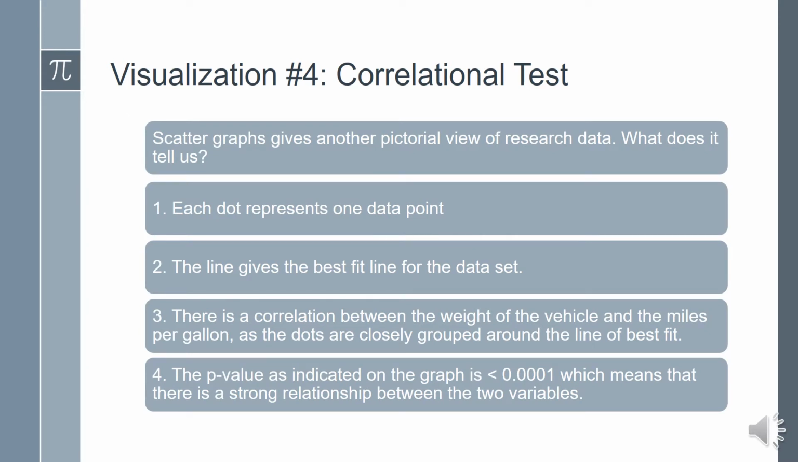Scatter graphs give another pictorial view of research data. What does it tell us, and in particular in relation to that graph? Each dot represents one data point. The line gives the best fit line for the data set. Also, there is a correlation between the weight of the vehicle and the miles per gallon, as the dots are closely grouped around the line of best fit. And lastly, the p-value as indicated on the graph is less than 0.0001, which means that there is a strong relationship between the two variables.